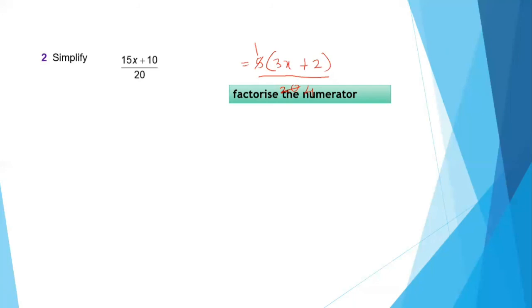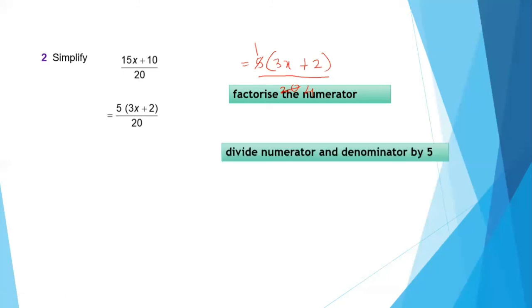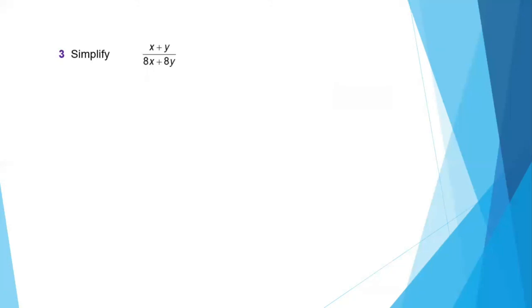Okay, so we factorized the numerator. This is how we got the factors of the numerator as 5 in bracket 3x plus 2 upon 20. And then we divided the numerator and denominator by 5. And we get 5 ones are 5, 5 4s are 20. And the final answer is 3x plus 2 upon 4. Understood, children? Okay. Let's take one more question.